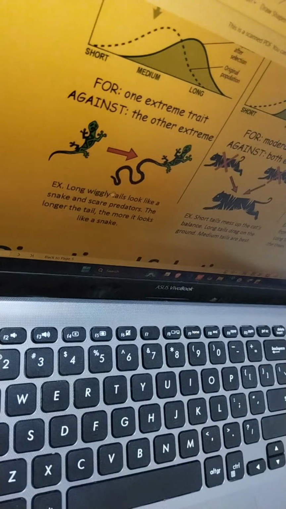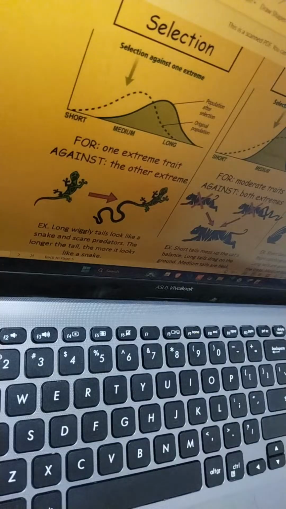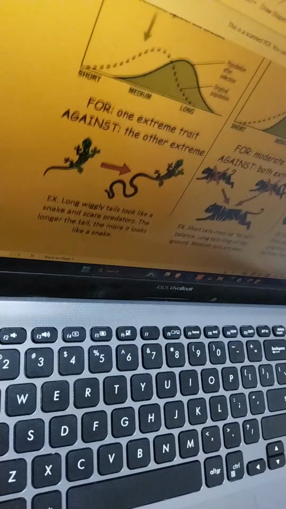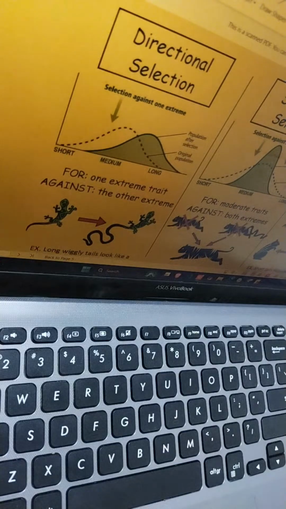Then moderate, stabilizing selection. Here the moderate trait is favored, against both extremes. A short tail messes up the cat's balance, and a long tail drags on the ground. So it chooses the medium tails. So this is stabilizing selection.